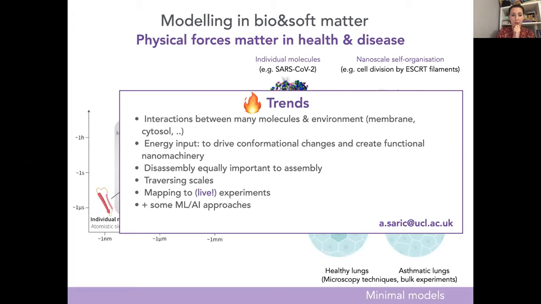And what I think is super interesting is that such simulations are increasingly mapping to live experiments, so live cells, live organisms, which is very different than mapping to kind of dead X-ray structures, which was traditionally done maybe decades ago. And of course, some ML and AI approaches to parameterize these or to find new models.